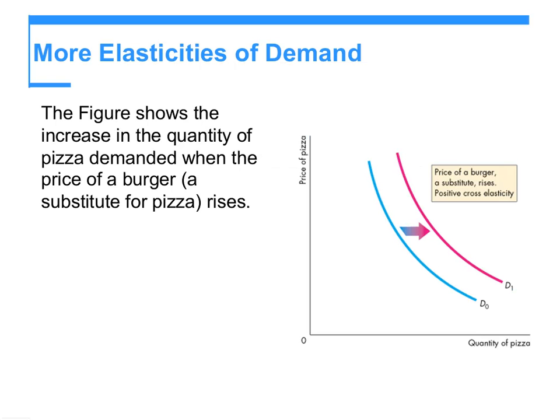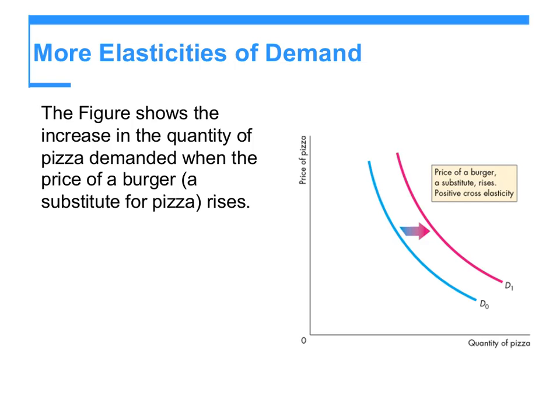The figure shows the increase in quantity of pizza demanded when the price of a burger rises. You see, usually pizza and burgers are considered substitutes. So if you are eating pizza, another fast food you can have as a substitute can be a burger. So if the price of the burger increases or decreases, it definitely influences your purchase of pizza as your main product. The price of a burger, a substitute, rises, so most probably you have a higher positive cross elasticity.